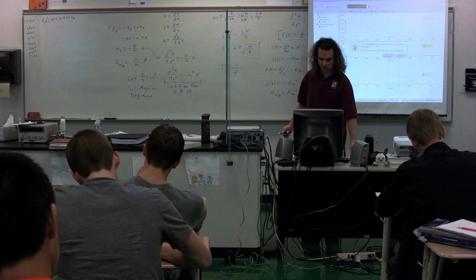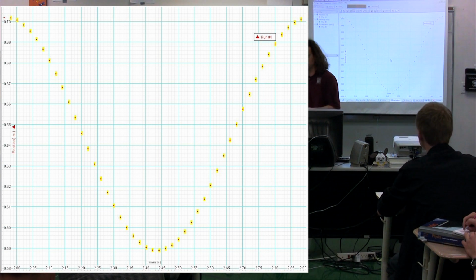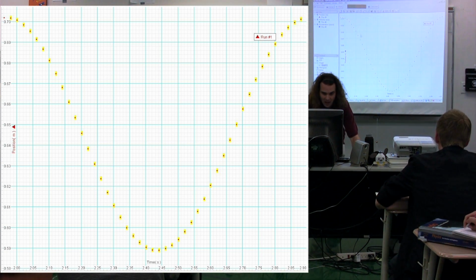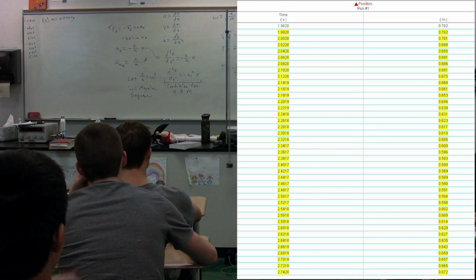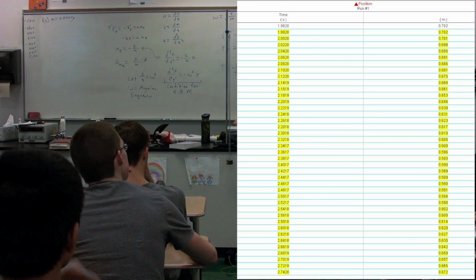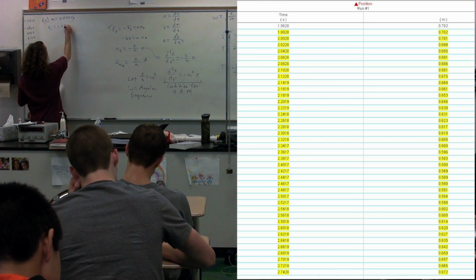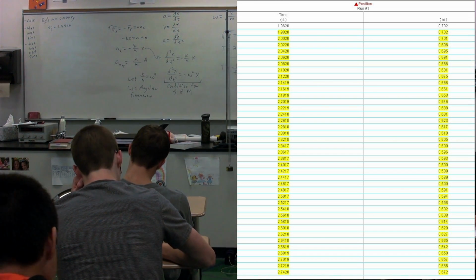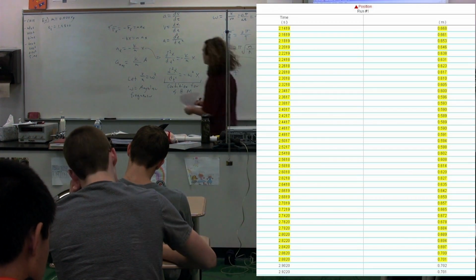Let's just look at the position as a function of time, because that's really what we're going to use here. Now, we could figure out the time for one full cycle. That would be from here to here. If we go and look at a table, we can see the position as a function of time. We have here all of these times. The initial time is 1.9820. And the final time there is 2.8820.